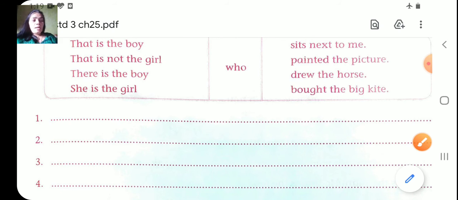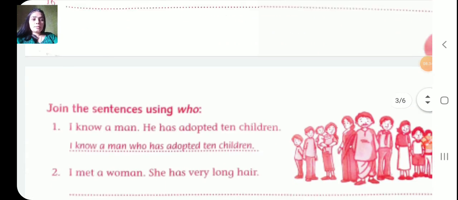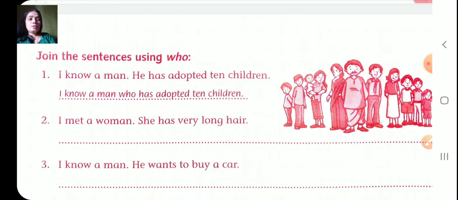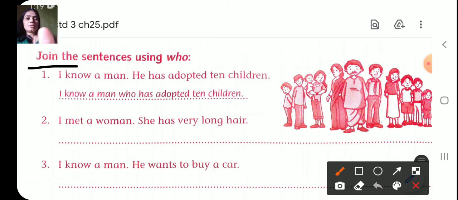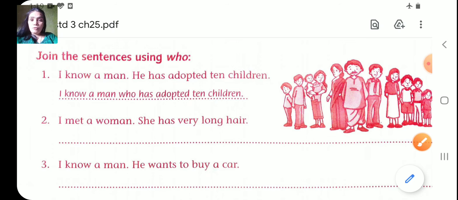Okay, children. Now we'll move on to the next page. So our next page is also quite simple. The question is, join the sentences using who. W-H-O, who. Join the sentences using who. And this is also very simple. So what you are going to do is, let us read the first one. The answer is given. Number one.